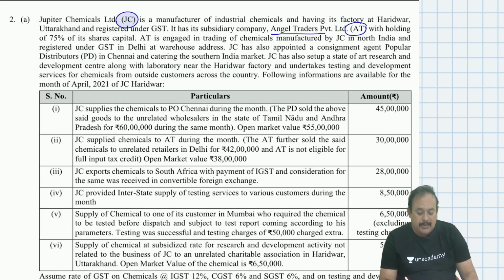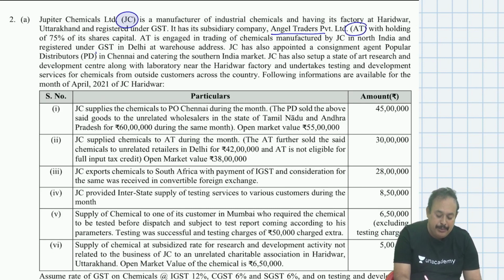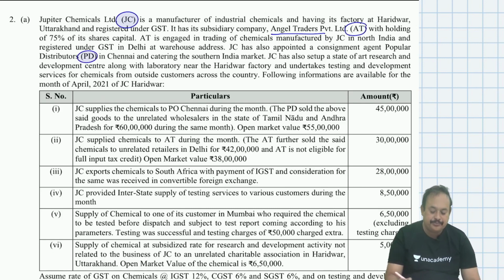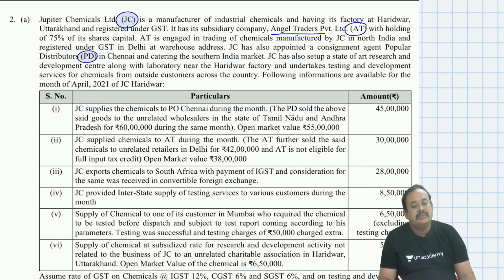Further, JC appointed popular distributor PD. JC and PD, principal and agent. They are the principal and agent. Covered under Schedule 1, point number 3. Supply of goods by the principal to his agent, where the agent undertaken to supply the goods on behalf of the principal, or supply the goods by the agent to his principal, where the agent undertaken to receive the goods on behalf of principal, is the way in which we can able to identify the Schedule 1, point number 3 is applicable here.